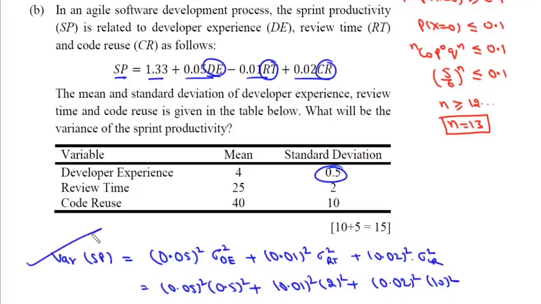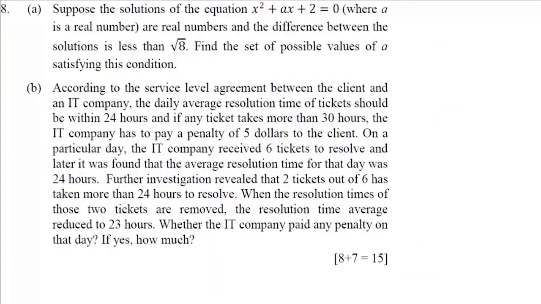and that is the answer to this question. Now question number 8 is, suppose the solutions of the equation are real numbers and the difference between the solutions is less than root 8. So difference between the roots, root mod alpha minus beta, is less than root 8.